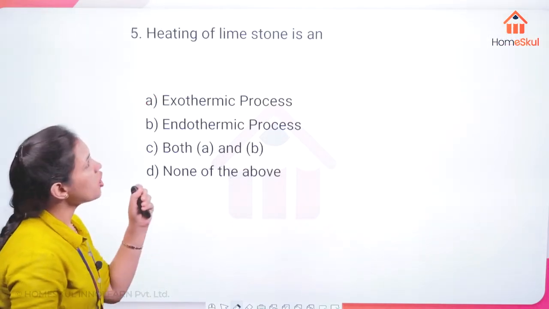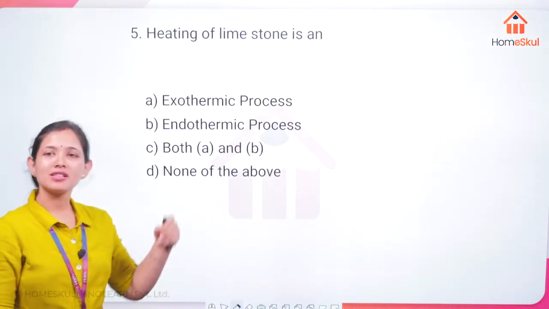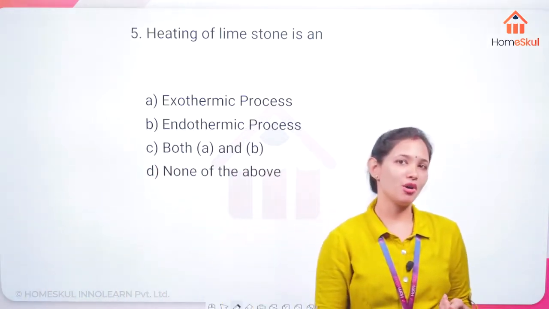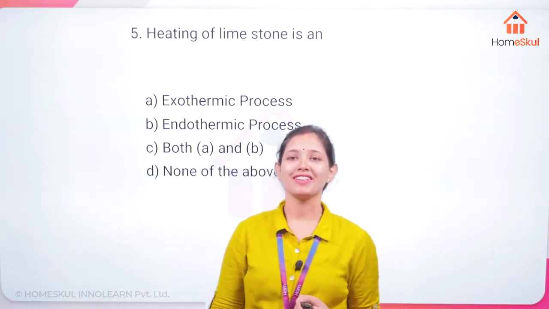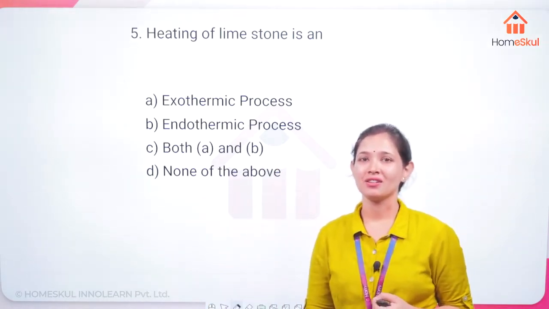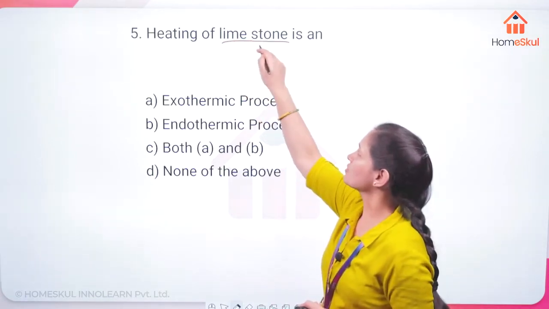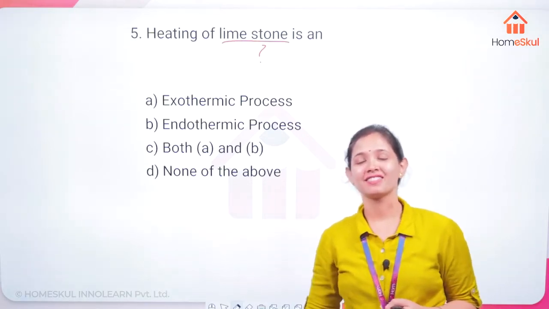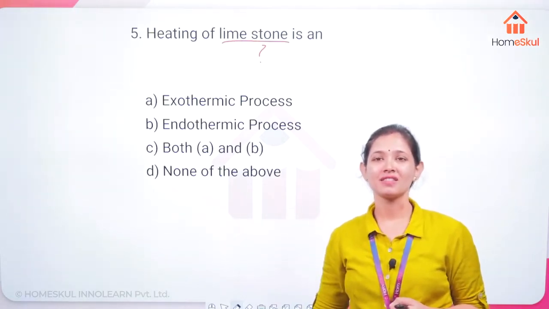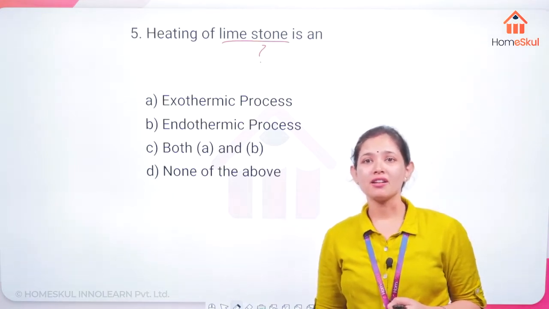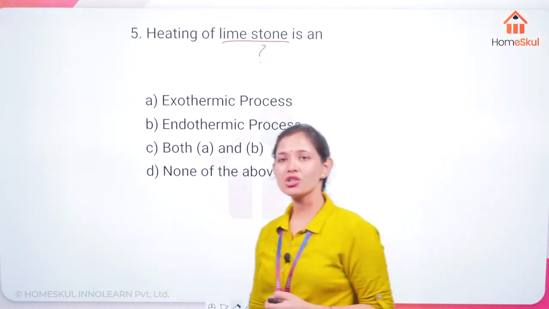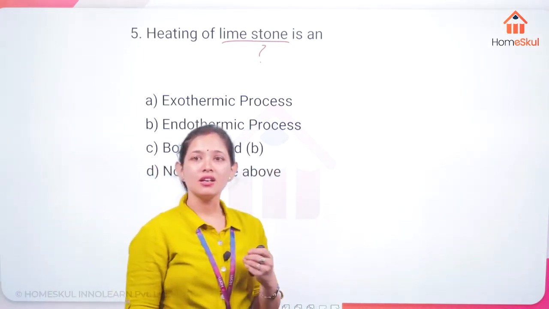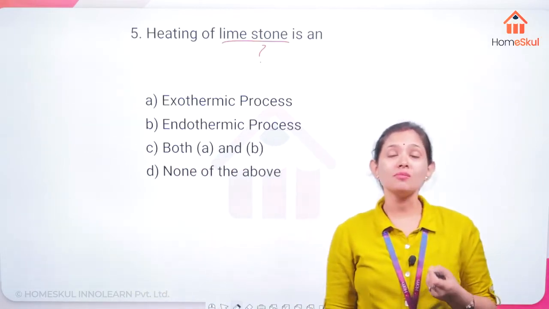Now, that is heating of limestone. What is this process? Exothermic, endothermic, both are correct, or none of the above? Tell me. First, you tell me what limestone is. What is limestone? CaCO3, very correct. No, Diya. Anushka, very correct. Diya, CaO is quicklime. CaCO3 is limestone.